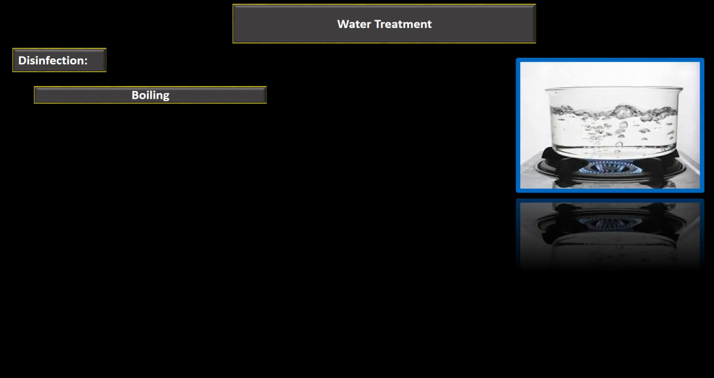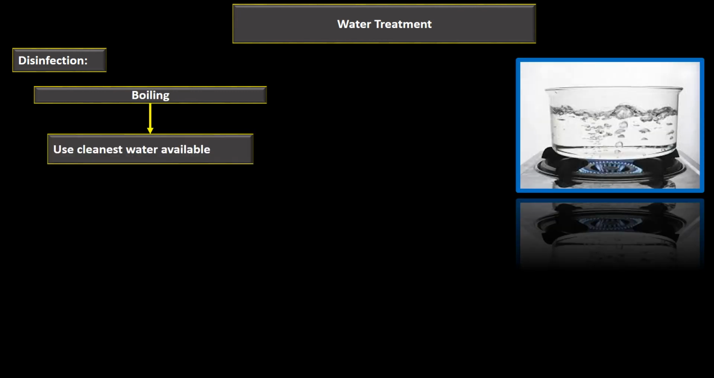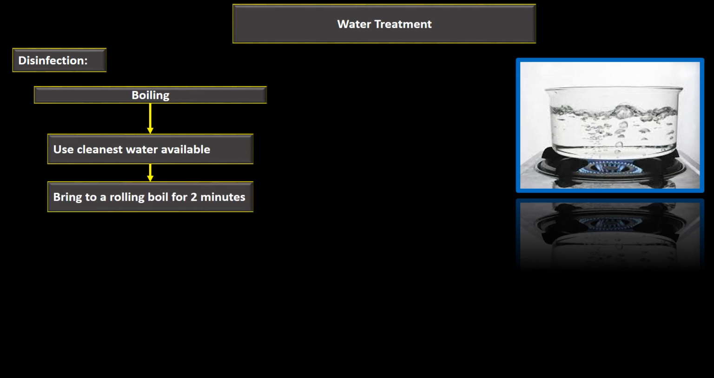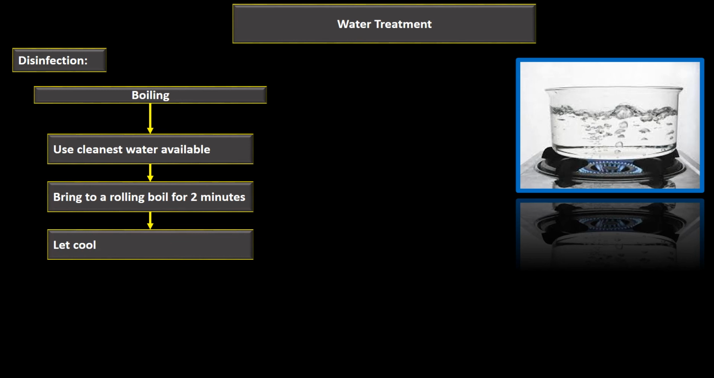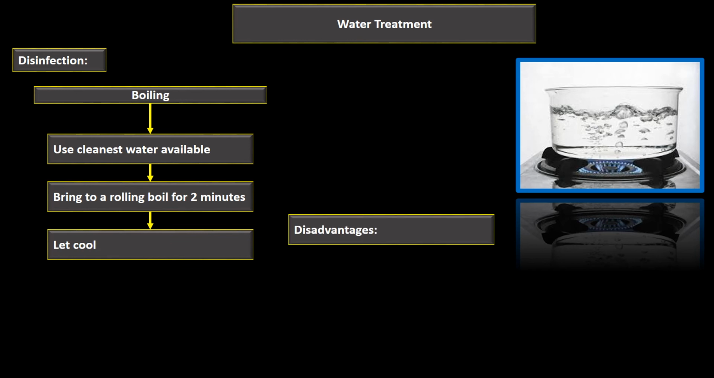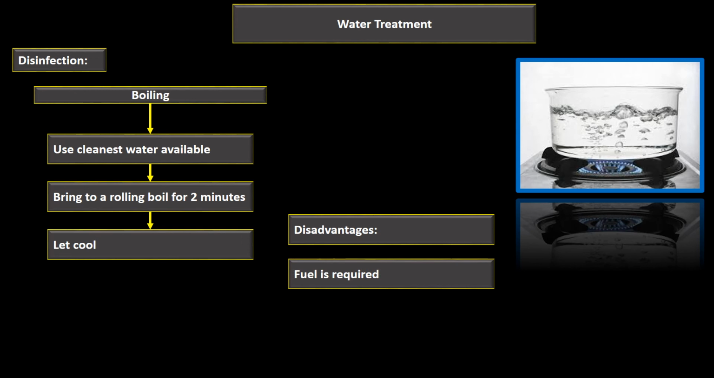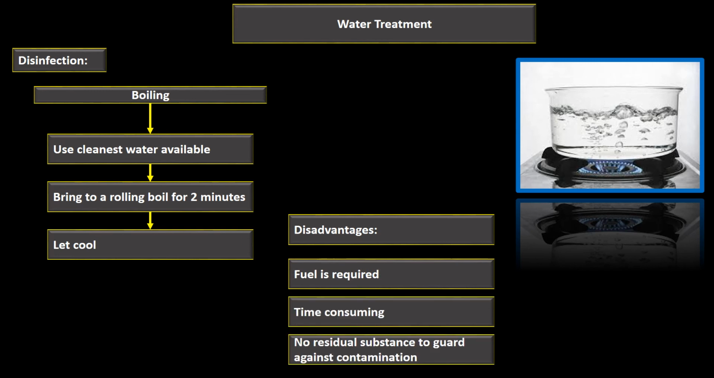Another way we can disinfect water is boiling. You want to use the cleanest water that's available, and you want to bring it to a rolling boil for at least 2 minutes, and then you've got to let it cool down. Disadvantages of boiling: it requires fuel, which can be difficult to achieve in the field. It's time consuming, and we don't get any residual substance to guard against contamination.